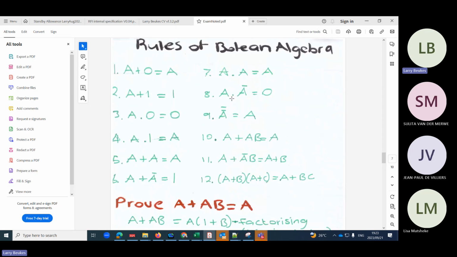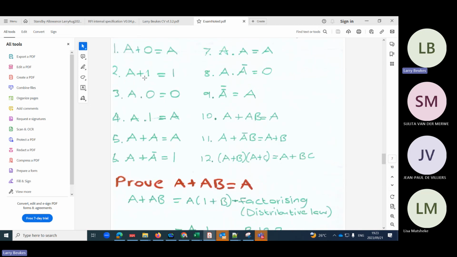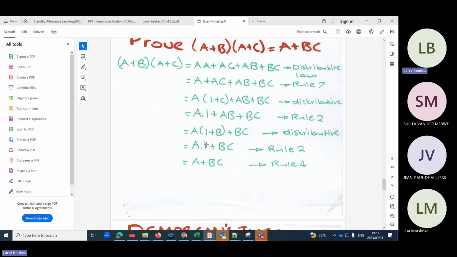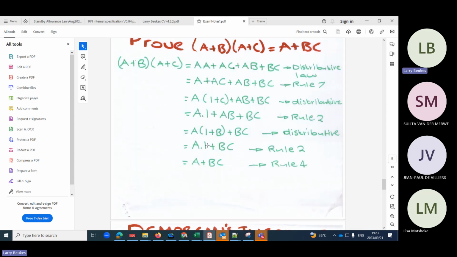This law is very important. 1 plus B is this one again, the annulment law. It doesn't matter what this is; as long as it's ORed with a 1, it will be 1. Then A and 1 will be the identity law again, so it will just be A. Okay, then we're done here. This was a 1, A and 1 is A by the identity law. This BC comes as it is.